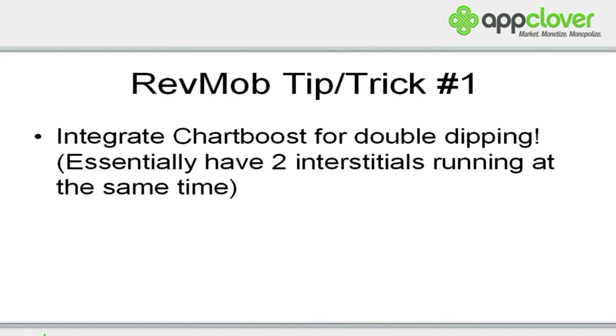Alright, so the first tip or trick is I like to double dip. I'll use another interstitial ad. For example, I actually use Chartboost a lot, and I put the Chartboost interstitial ad right after the RevMob ad. What ends up happening is the user basically sees two ads and they flow together very nicely. So you can double up on your interstitial income just by doing that.